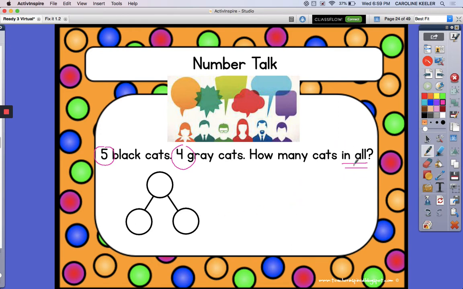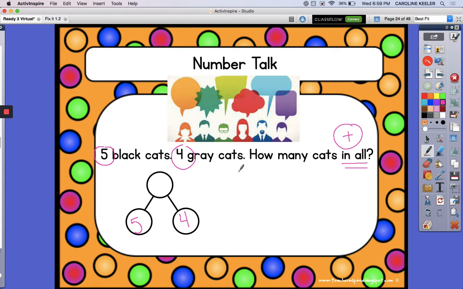I'm trying to figure out how many cats in all. So I know that I'm going to add, okay, in all. I've got my 2 parts. I need to find my whole. So here I have 5 black cats, and I have 4 gray ones. What I need to do is count them all up and see how many I have in all. I have a couple strategies that I can use to do this.